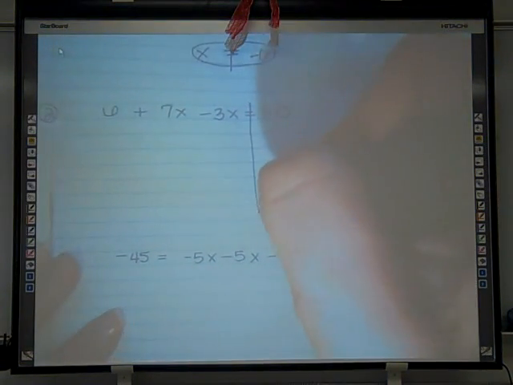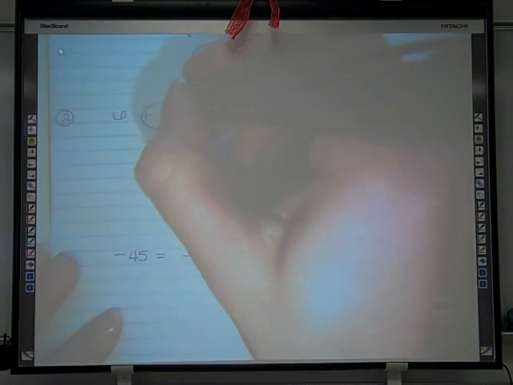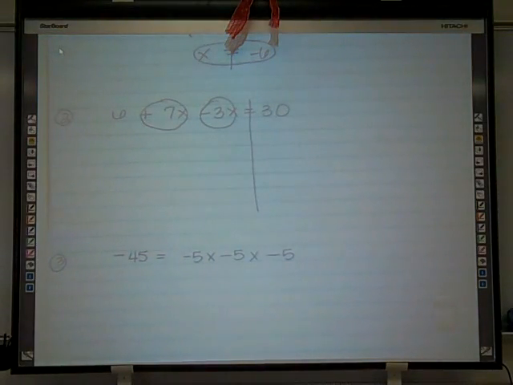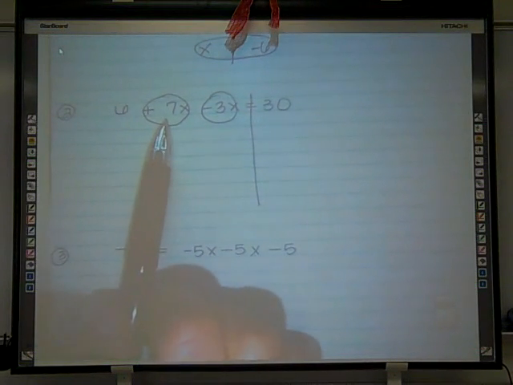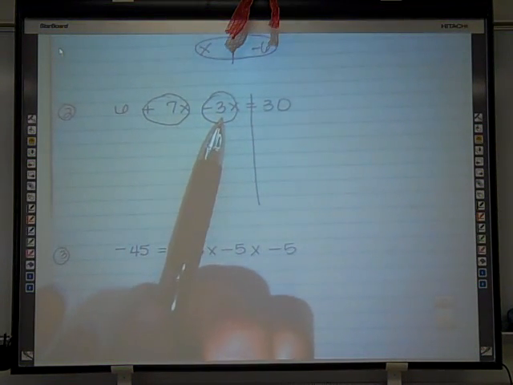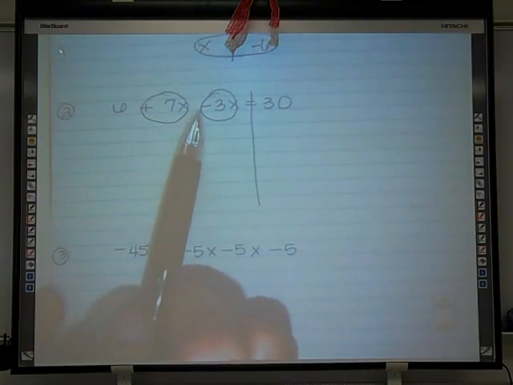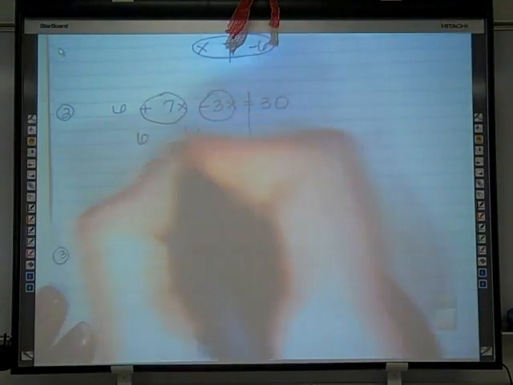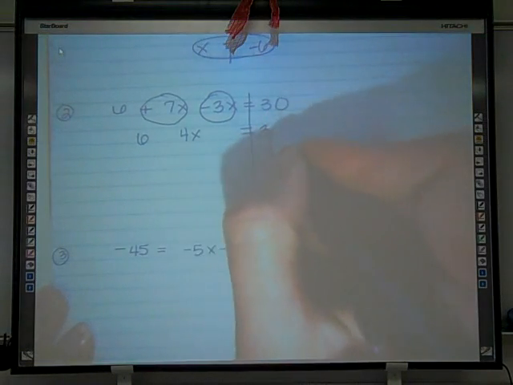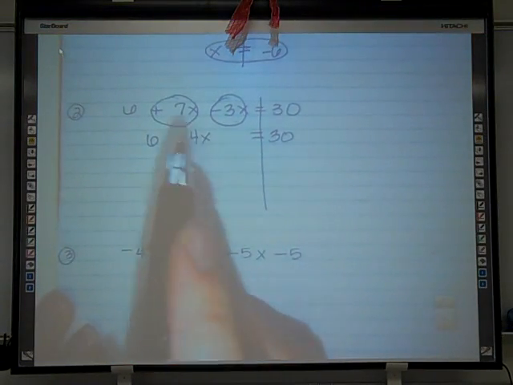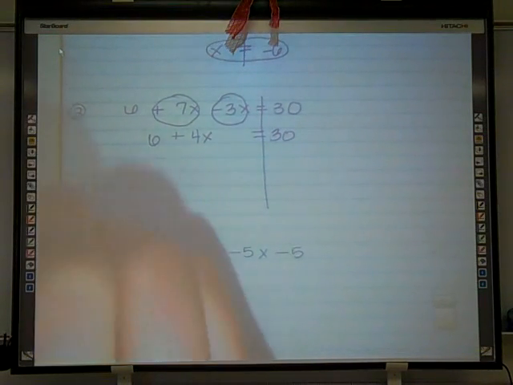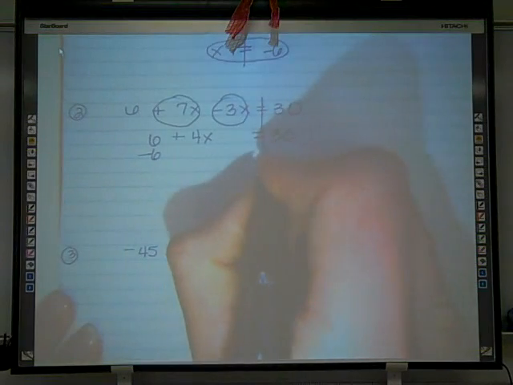Same thing. Let's see where the variables are. Variables, once again, are on the same side. Combine them together. 7 plus negative 3 will give us 4x. Everything else, just rewrite. Now, the 4x is positive, so we're going to have a plus sign in between there. Next step, move the 6 by subtracting 6 from both sides.